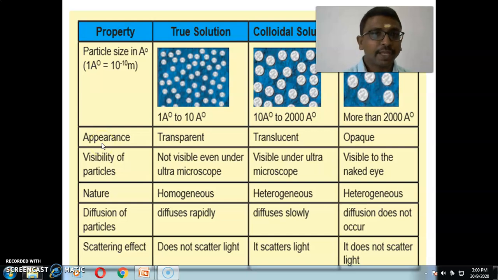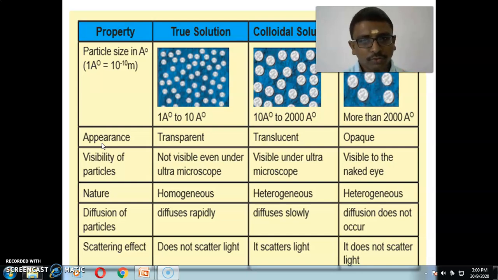And next is appearance. The true solution is transparent. Colloidal solution is translucent. Suspension is opaque. And visibility of particles: in a true solution, we can't see the particles even under the ultramicroscope. But in a colloidal solution, the particles are visible under the ultramicroscope. In a suspension, they are visible to the naked eye. Nature: true solution is homogeneous. Colloidal solution is heterogeneous. Suspension is also heterogeneous.